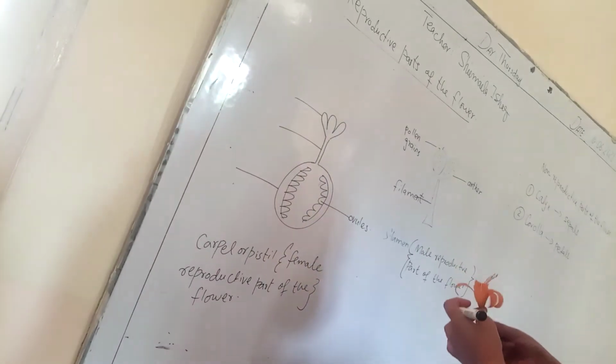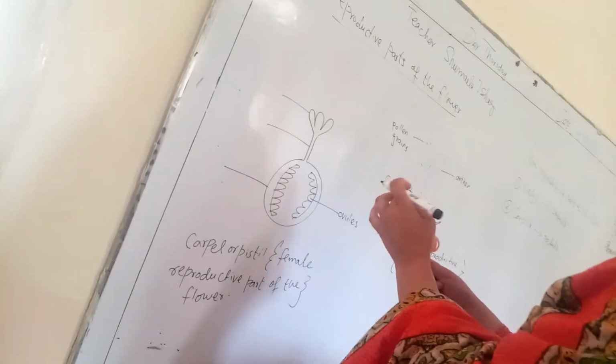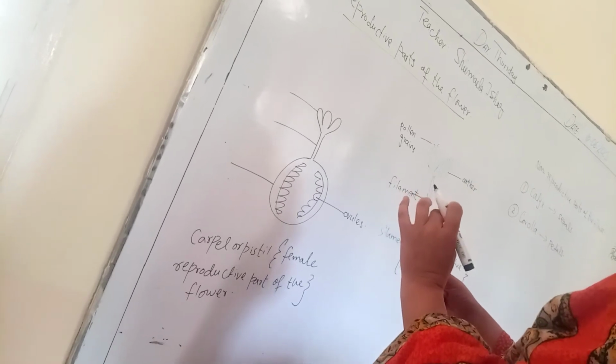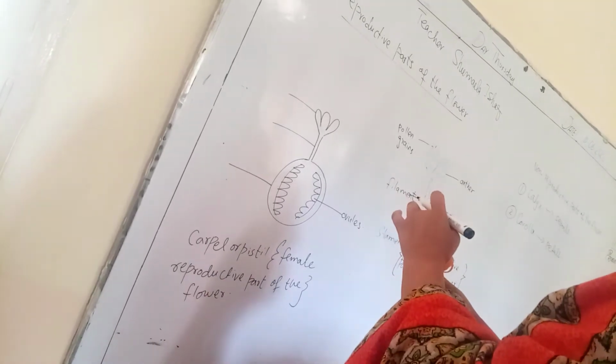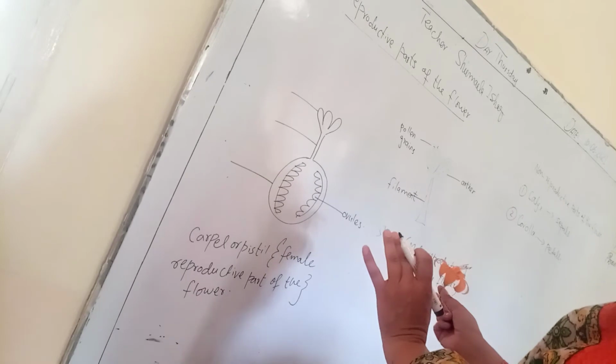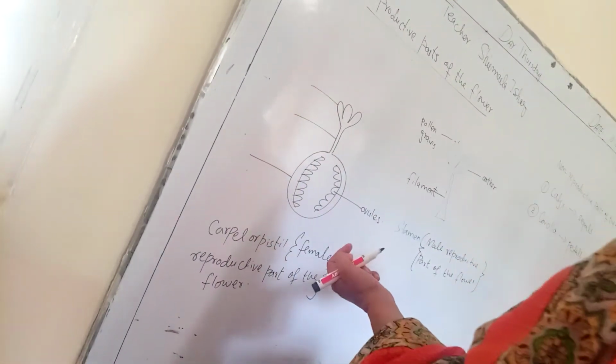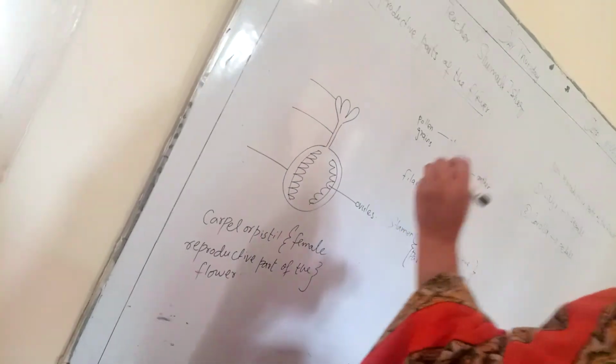Now the female reproductive part is this one. The topmost is stigma, then style and ovary inside. This is the female reproductive part. We can call it carpel or pistil. This is very interesting. We can label it.